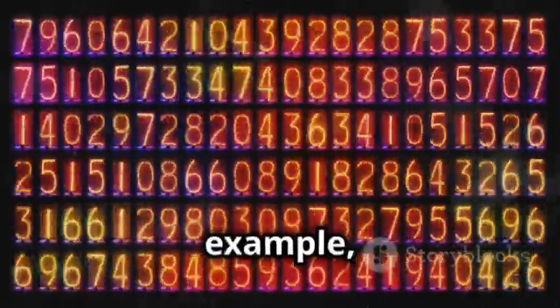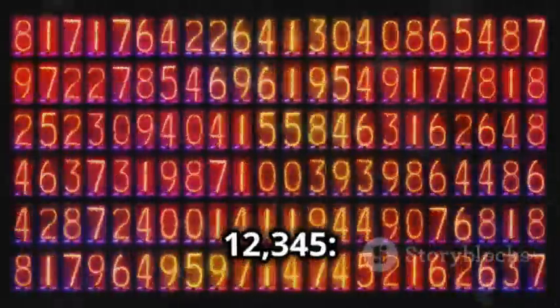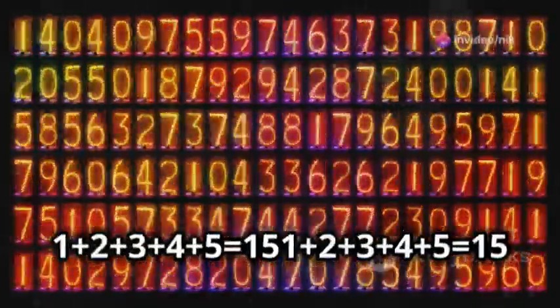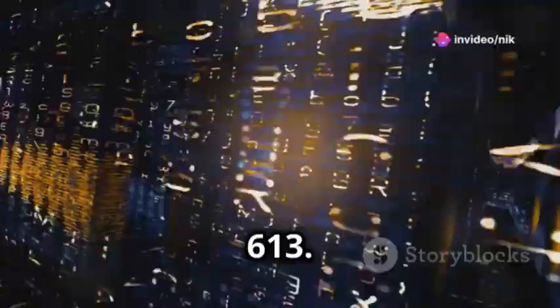For example, to find the digital root of 12,345, sum the digits: 1 + 2 + 3 + 4 + 5 = 15. Since 15 is not a single digit, sum its digits: 1 + 5 = 6. Thus, the digital root of 12,345 is 6.